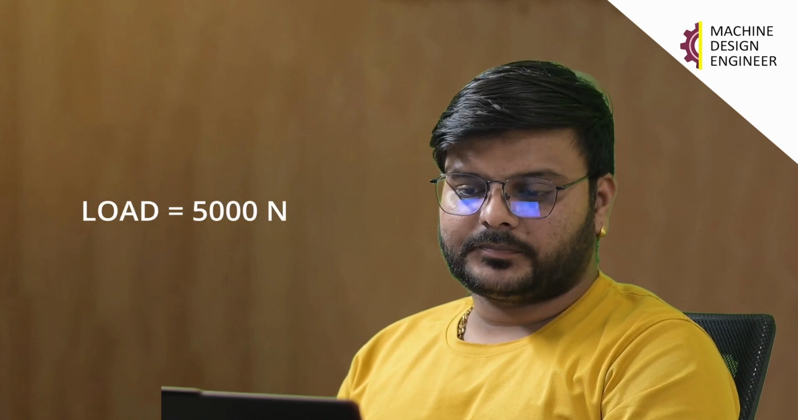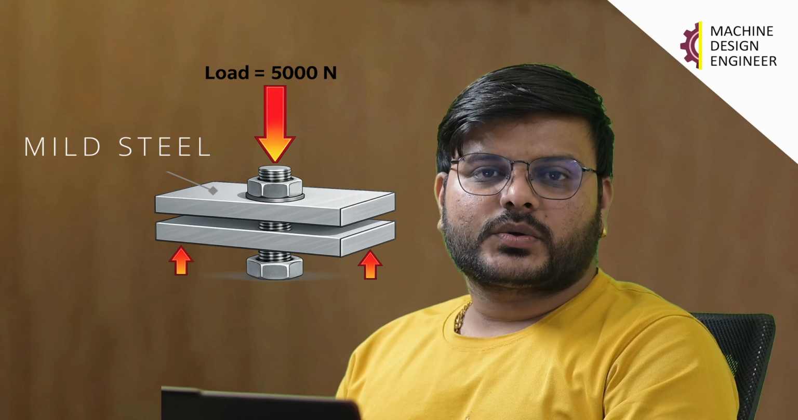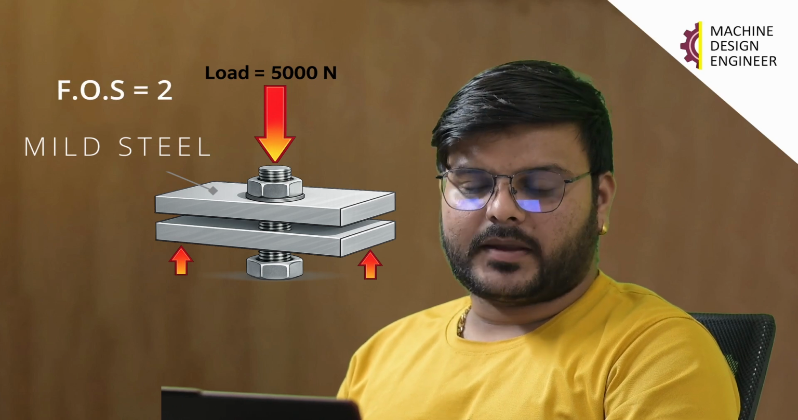First, understand types of load. Tensile load is pulling force, shear load is a sideways force, and combined load is the real world condition. Now the most important step is calculation. We have given data: a load of 5000 newtons, and for the plates we consider a mild steel material, and also a factor of safety of 2.